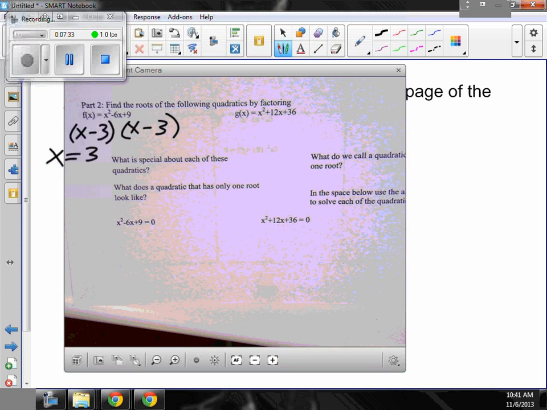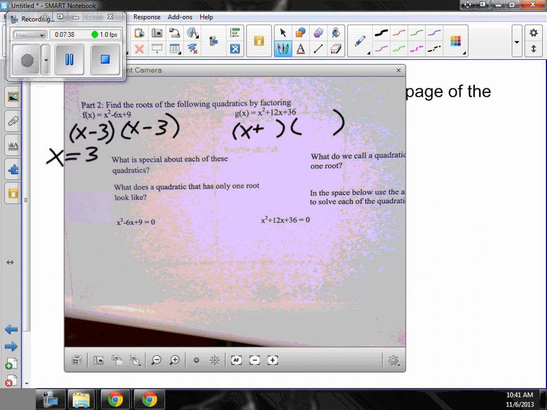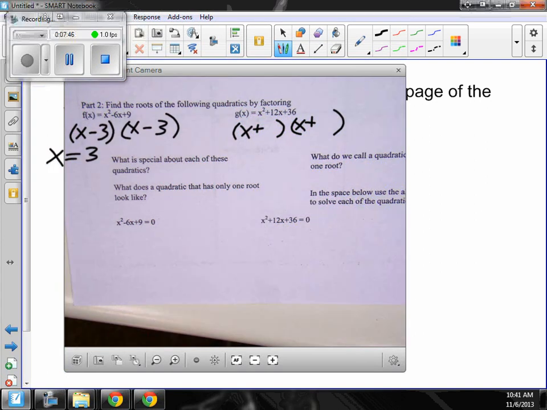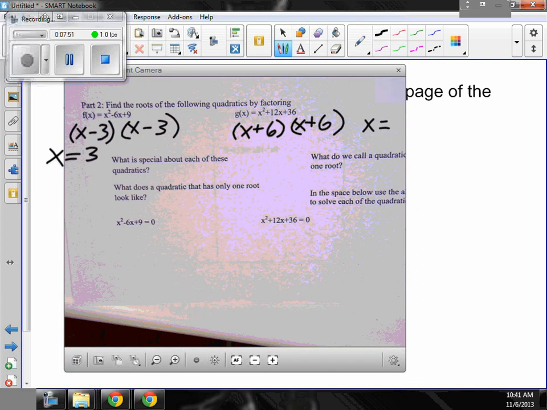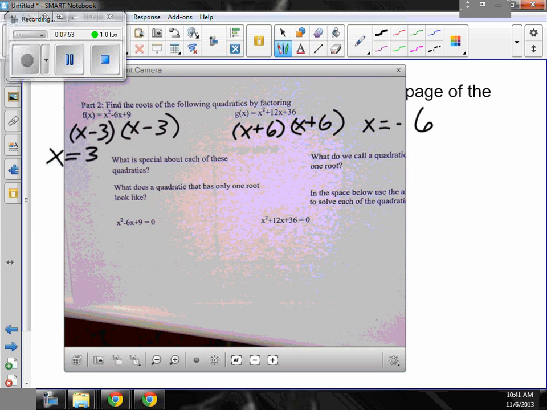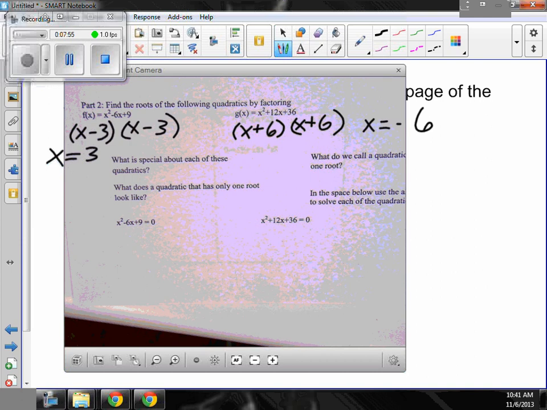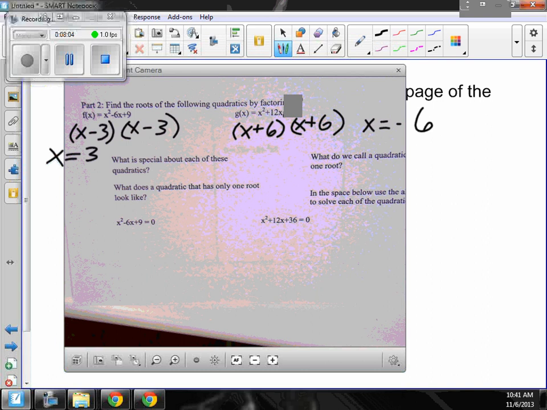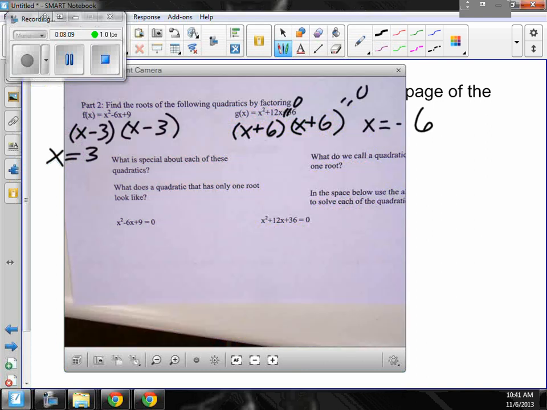So x equals 3. For the second one, we get x plus and x plus. Can you think of two numbers that multiply to be 36 and add to be 12? 6 and 6. So my roots are negative 6. It wasn't too bad, was it? Because you set them equal to 0. So you subtract 6 and you subtract 6, and you get x equals negative 6 and x equals negative 6.